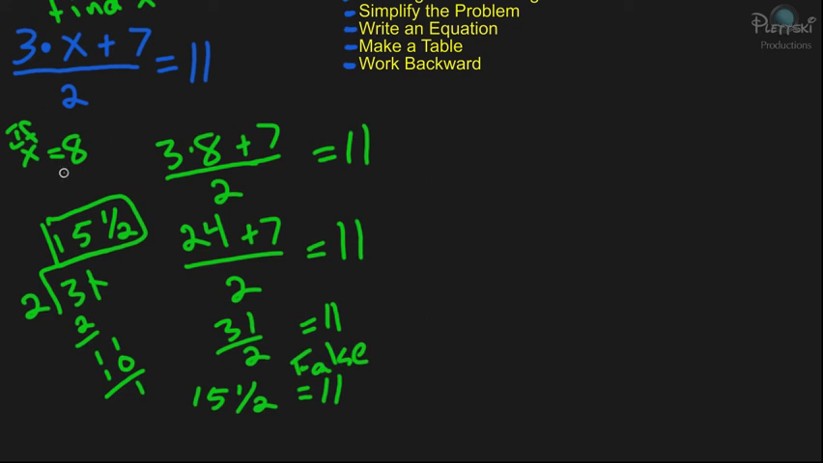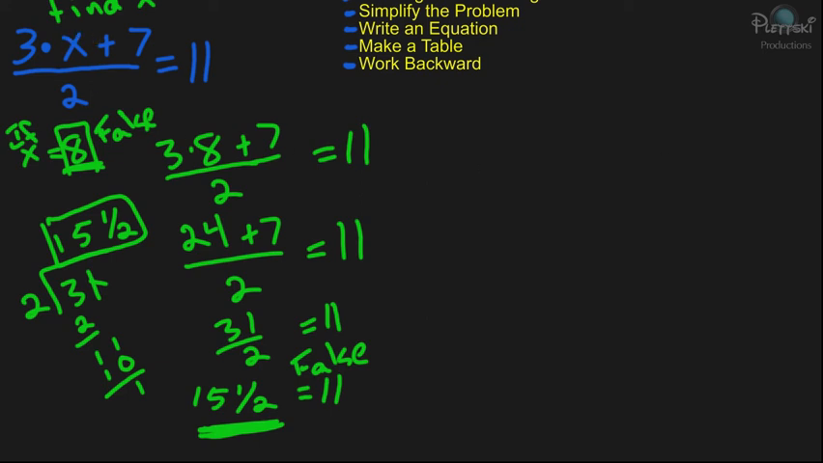So we tried 8 for x, and it came back false, which means 8's not the solution. But did that tell us something? What did it tell us? Well, it told us that if you try 8 for x, you're going to get a value that's too large on the left side of the equation, right? 15 and a half is bigger than 11. So we could try maybe a number that's smaller than 8.